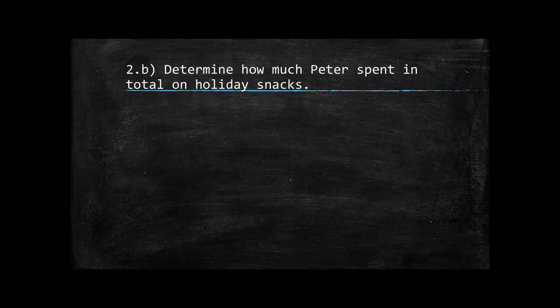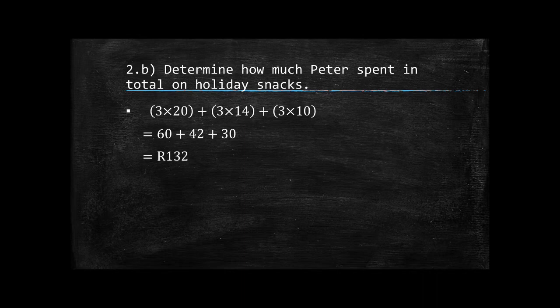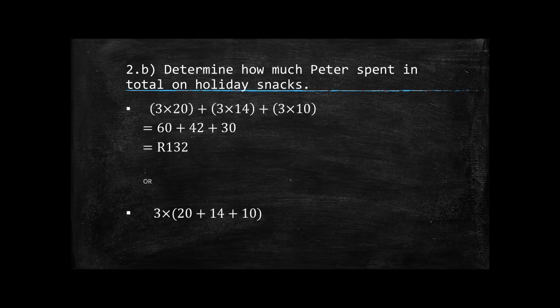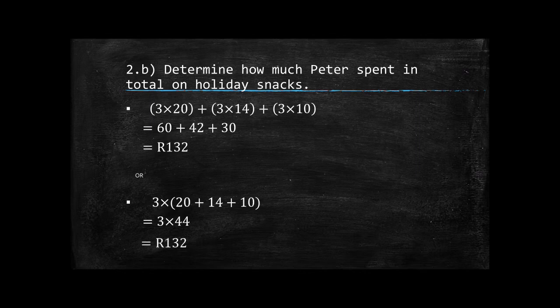2b. Determine how much Peter spent in total on holiday snacks. We'll work this out both ways. First of all, when we got the total for 3 of each snack, that would be equal to 60 plus 42 plus 30, which gives us the total snack price of R132. Or, if we were going to add up how much 1 of each costs and then multiply that by 3, that would be the same as 3 times 44, which also gives us our total of R132.